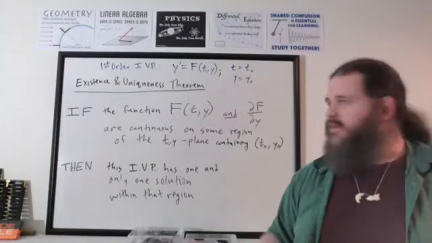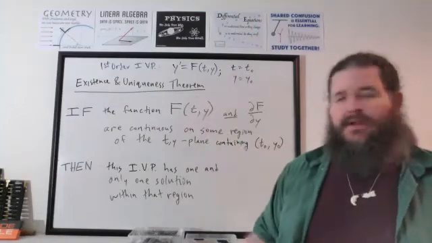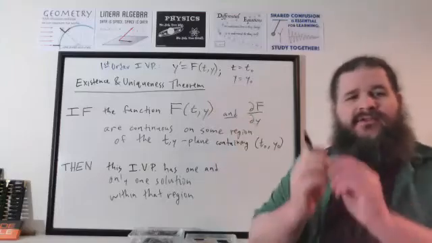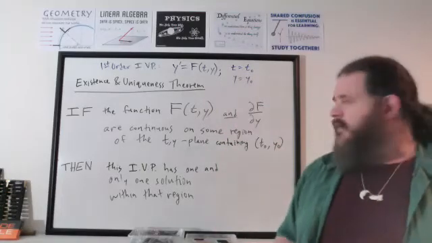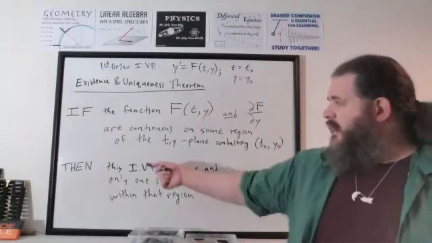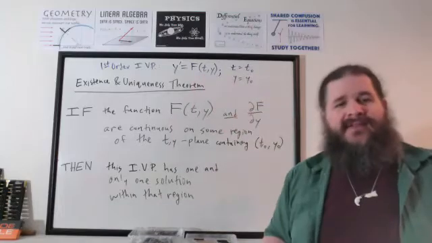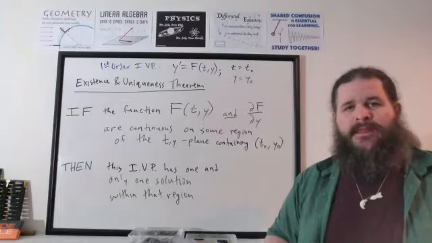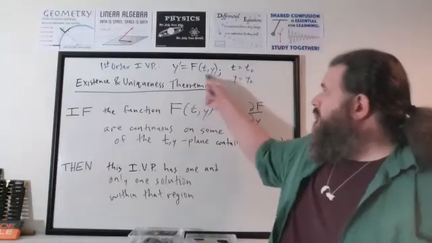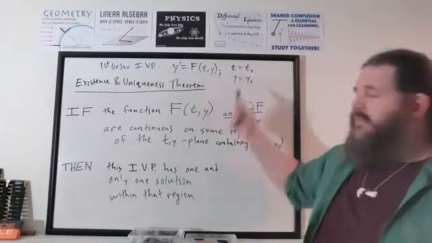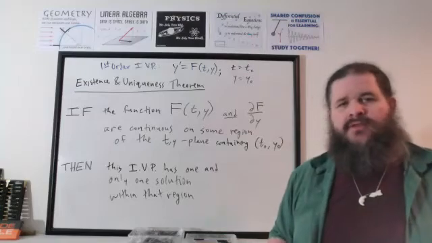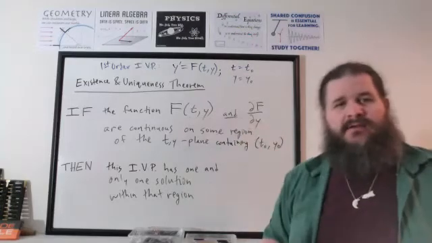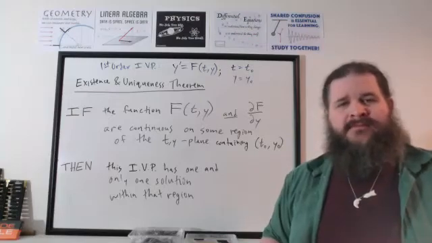So this is the formal statement of the existence and uniqueness theorem. If this function and its partial derivative with respect to y are continuous on some region of the ty plane that contains the initial condition, then we can guarantee that this initial value problem has a solution and that that's the only solution that passes through that initial value. There will, of course, be infinitely many solutions to the differential equation, but exactly one of them passes through the initial value. So this should be true for any first order differential equation that satisfies this continuity requirement.